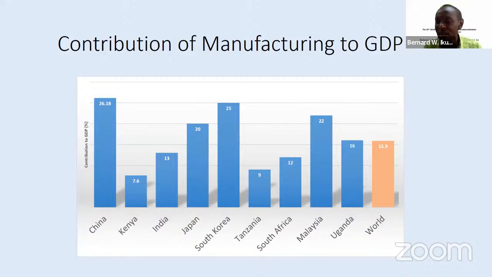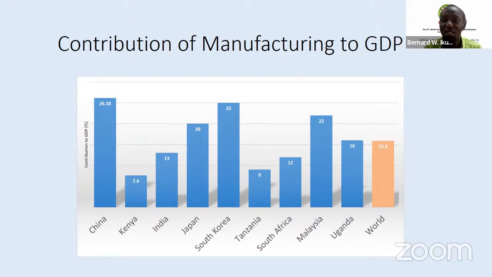We can also compare the various countries in 2020, how they performed in terms of manufacturing. And here we compare Kenya with some other countries which were in the same league at some point, and others which are neighboring. The reason why I put China here is because it is actually the manufacturing hub for the world. And we see that in 2020, the manufacturing in China contributed over 25% to its GDP.